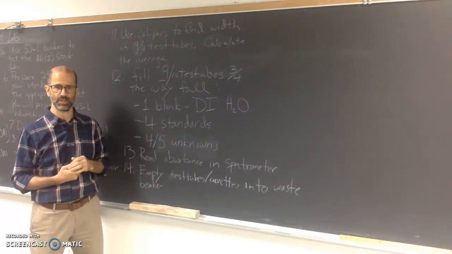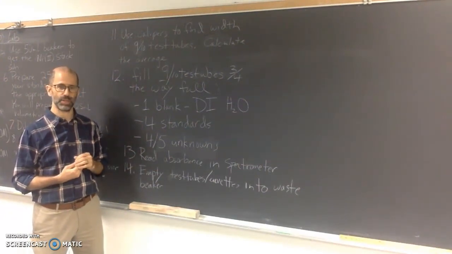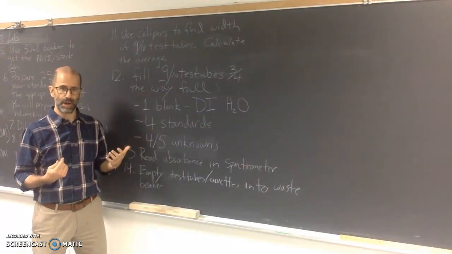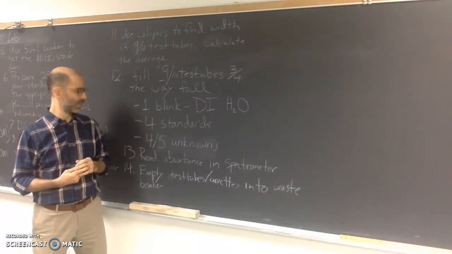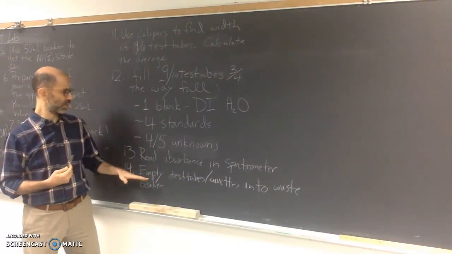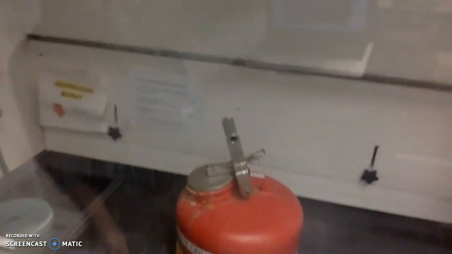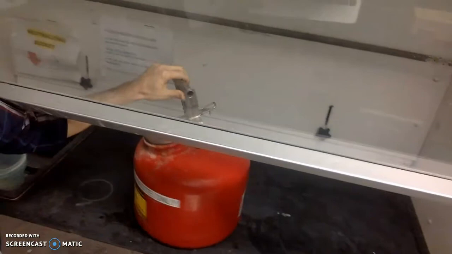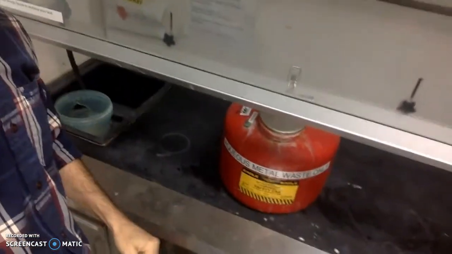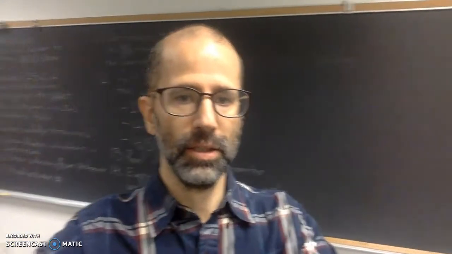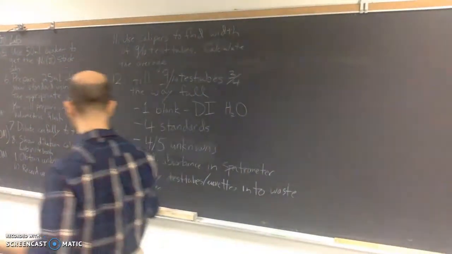Each of you should have your own waste beaker that you were using. Remember, you had to prime your pipette, so that prime solution has to go somewhere, so you should have a waste beaker. You're going to empty your test tubes into your waste beakers. You're then going to empty your waste beakers into the metal waste containers. Here we have aqueous metal waste. You're going to put all of your waste into there, and then you are done with the experiment, and that's it.